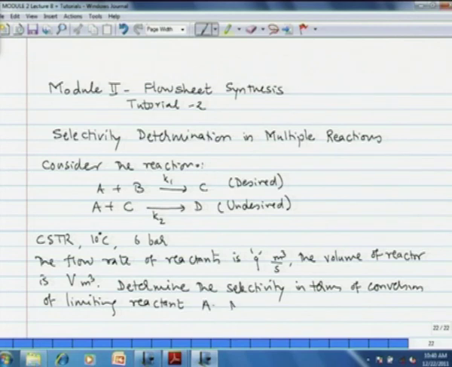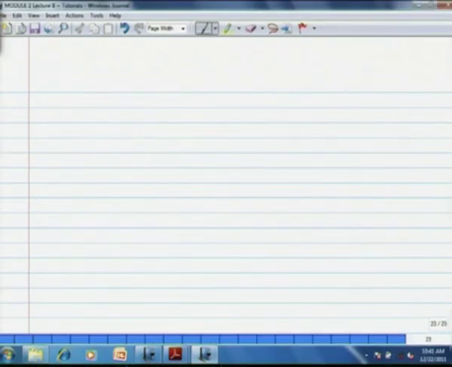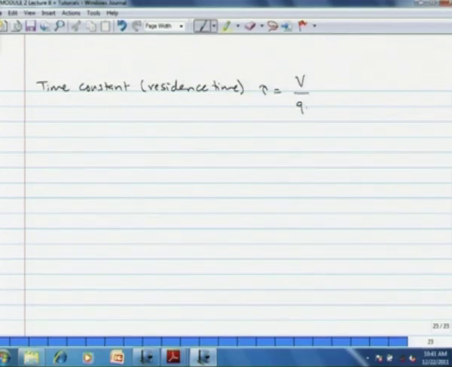The molar ratio of the reactants, the initial molar ratio at the point of entry, you can take as B naught by A naught, and this molar ratio is indicated by letter M. The time constant or the residence time of the reactants will be equal to the volume of the reactor divided by the volumetric flow rate.